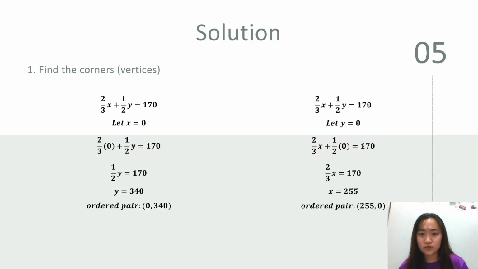Next is the solution. For the first step, we will find the corners. We will let x equal to 0 in this equation and we will get y equal to 340. So the ordered pair is 0, 340. At the same time, we also will let y equal to 0 in the same equation and we will get x equal to 255. So we will get the ordered pair 255, 0.